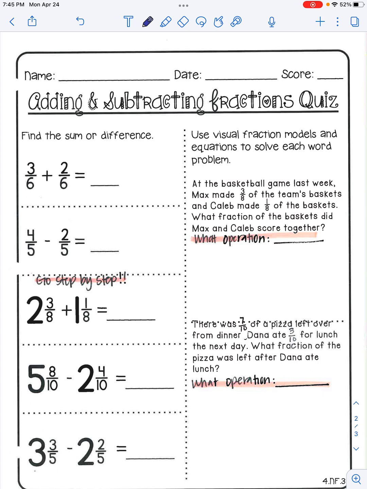So you're going to find the sum, which means to add, or the difference. If you're finding the difference, that means to subtract. And then for this next one, it says go step by step. Okay, step by step, and I will show you how to do something like this. And then this says use visual fraction models, equations to solve each word problem. You probably don't need fraction models. If you would like, you could go ahead and draw a picture, and we will do one of these so you can see how I would do that.